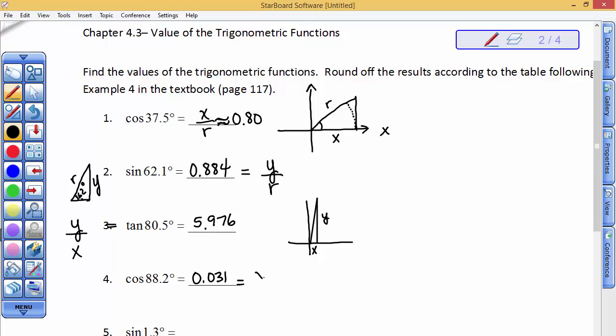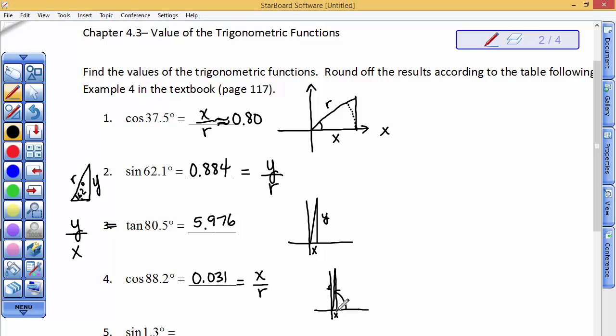And for an 88 degree angle, that's almost 90 degrees. So I'm trying to draw that. What happens is that this x side is really, really small in comparison to this r side in this right triangle. So it's x over r, but at an 88 degree angle right there, x is almost gone.